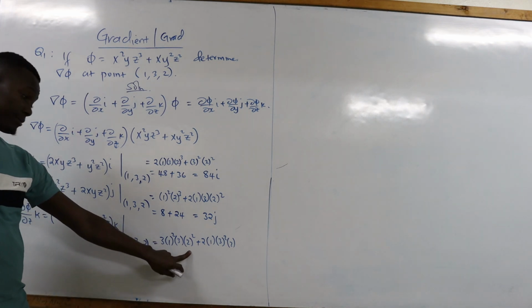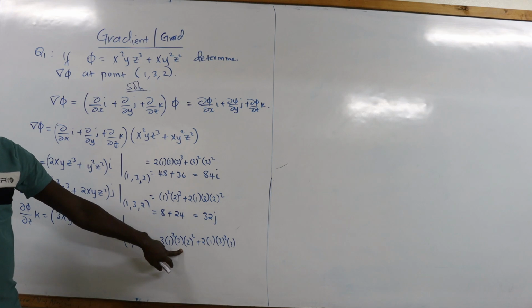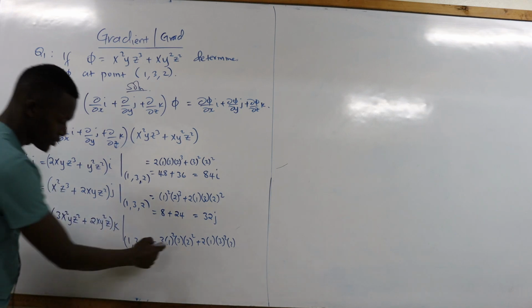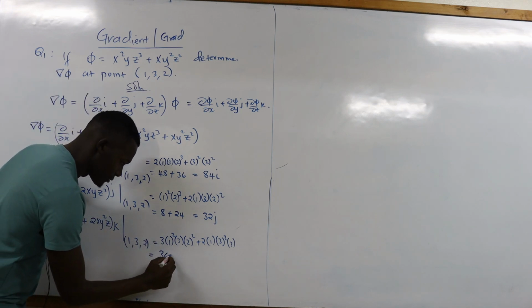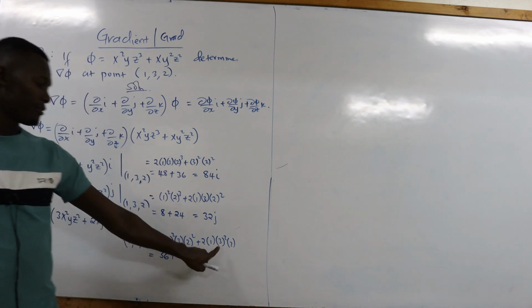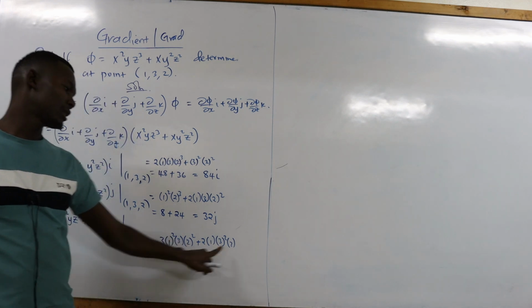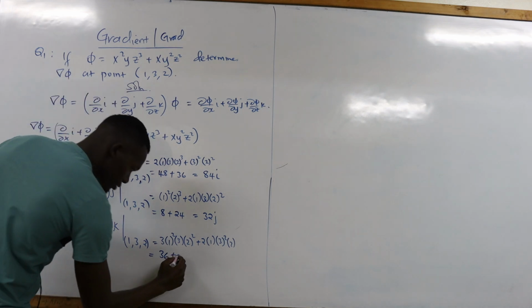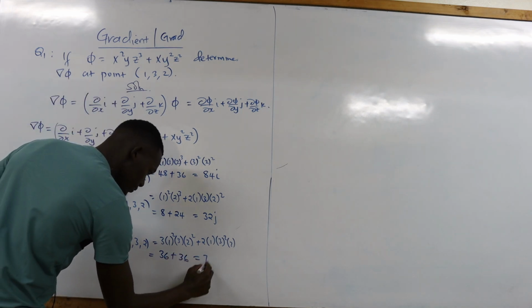This one is 4. 4 times 3 is 12. 12 times 3 is 36, because 1 squared is just the same value. It's just 1. Then I have 9. 9 times 2, 18. 18 times 2, 36. So this one gives me 72.